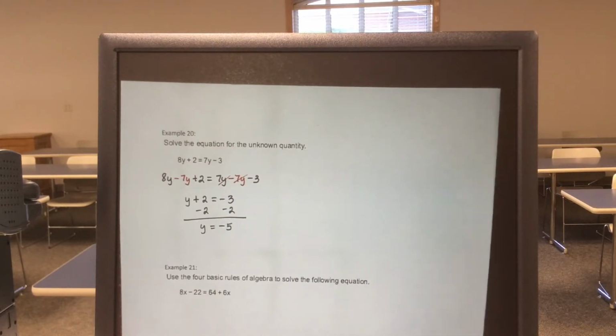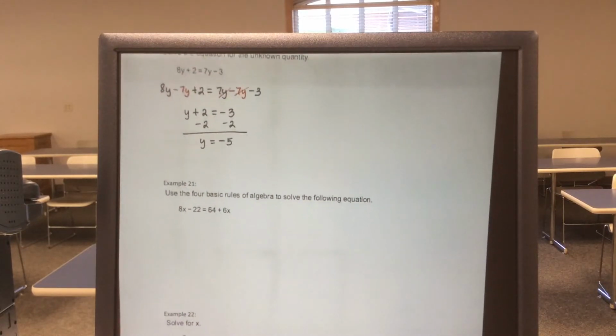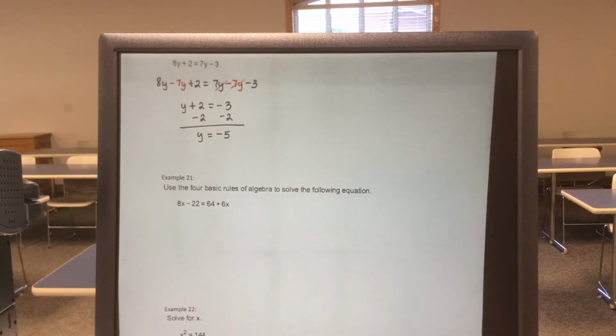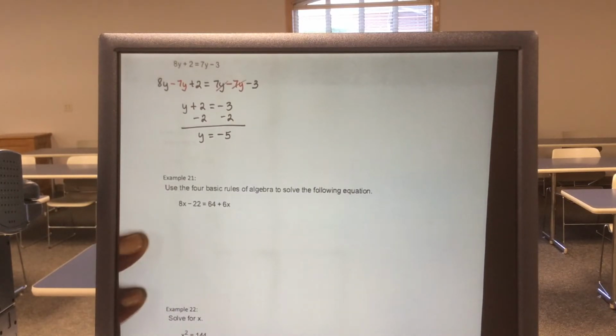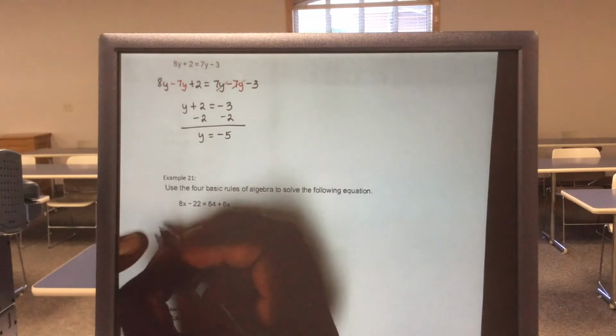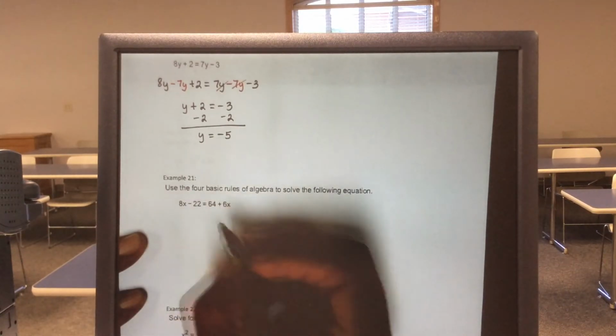Okay. Now, in this example, we're going to be using the 4 basic rules of algebra to solve this equation. 8x minus 22 equals 64x plus 6x. In this case, we want to get all the variables on one side of this equation. Okay? Let's move the 6x over to where the 8x is.